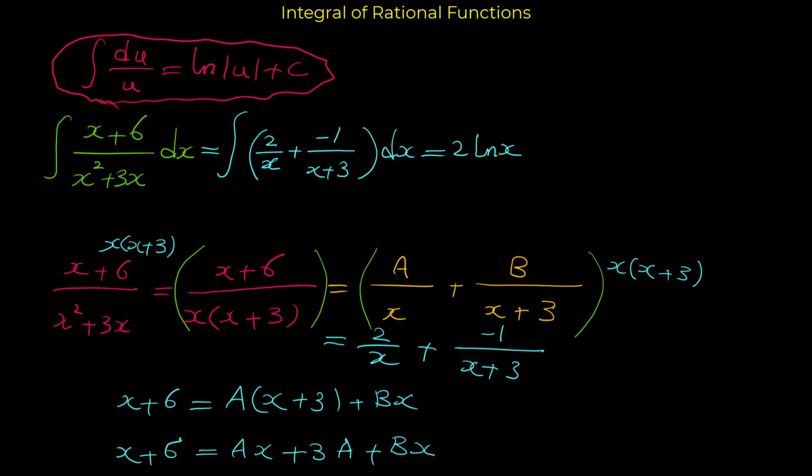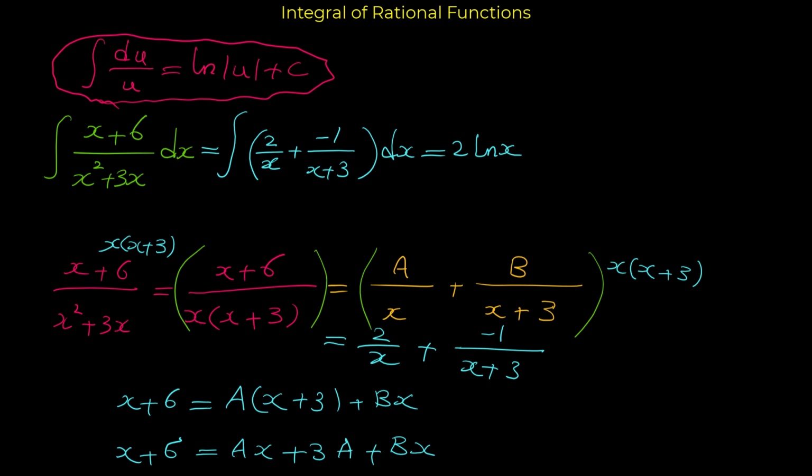What about the other integral? Integral of -1 over x plus 3. Again, -1 is a constant, so focus on 1 over x plus 3. The negative is just a coefficient. Integral of 1 over x plus 3 dx is ln of the denominator, which is ln of x plus 3.